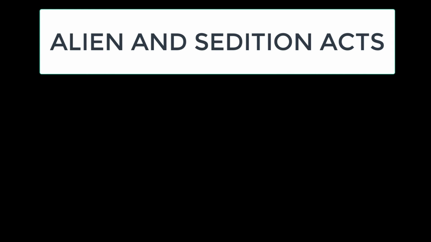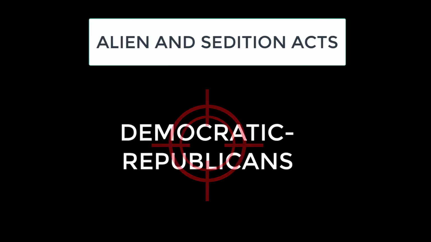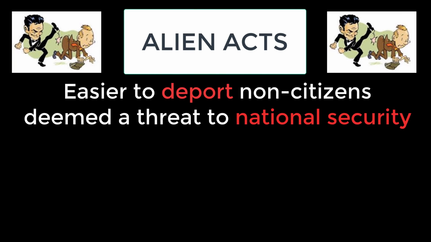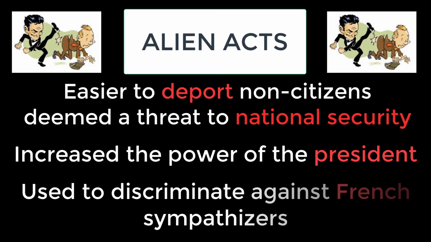On paper, the Alien and Sedition Acts seem like a great way to keep America safe. However, the way they were used is what really turned people against the Federalists. The Alien Acts, in particular, made it easier to deport non-citizens deemed a threat to national security. This greatly increased the power of the president, and was often used to discriminate against French sympathizers, which tended to be Democratic Republicans.